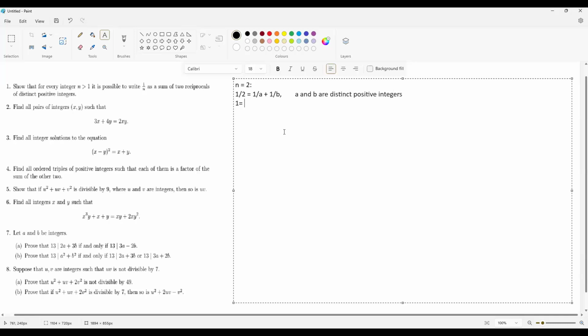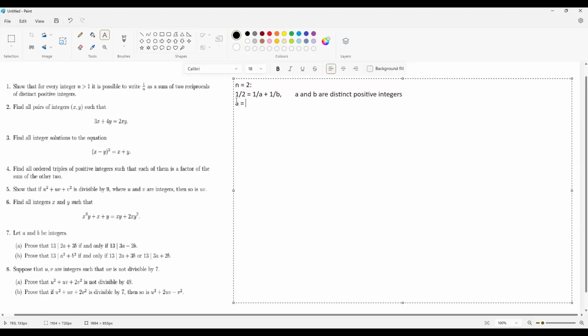Now, remember that problem? How to write 1 as the sum of three distinct reciprocals? This looks quite similar. So we already realize we can bound it, right? In general, 1 over n equals 1 over a plus 1 over b, where a and b are distinct positive integers. So let's try that.